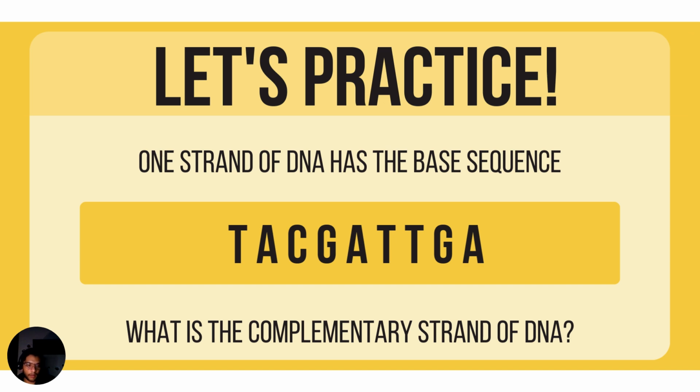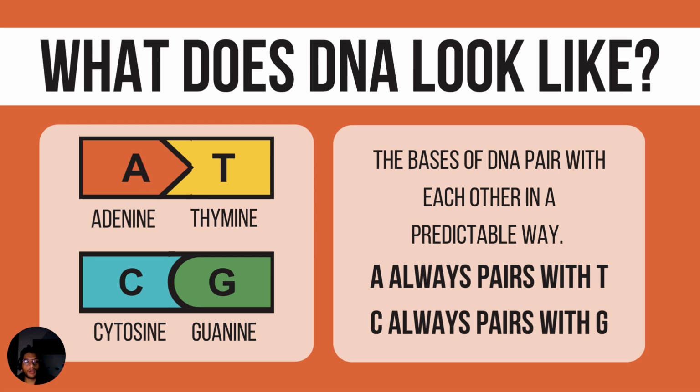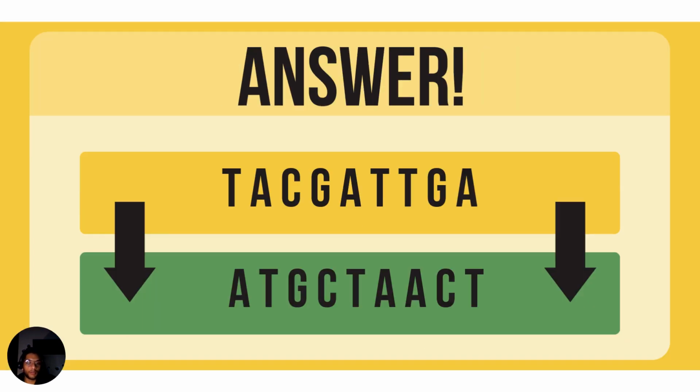As it is, I integrated an activity. One strand of DNA has the base sequence T A C G A T T G A. What is the complementary strand? As I spoke about the bases earlier, which base will pair with what? There we go. Thymine pairs with adenine. Adenine pairs with thymine. See, complementary bases. Cytosine pairs with guanine. Guanine pairs with cytosine. Complementary bases will always pair with each other, even when you're doing activities.